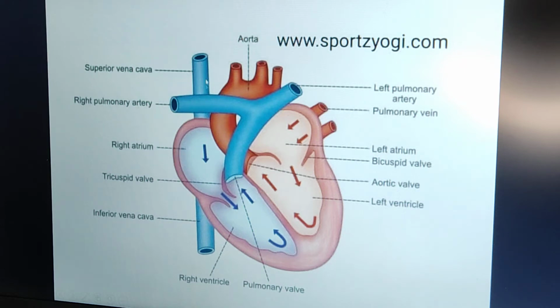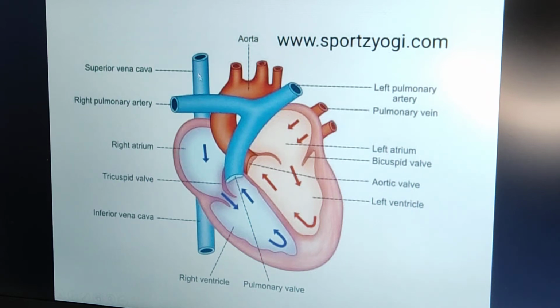So this is the superior vena cava and this is the inferior vena cava. The superior vena cava carries deoxygenated blood from our upper body parts, and the inferior vena cava carries deoxygenated blood from the lower body parts.